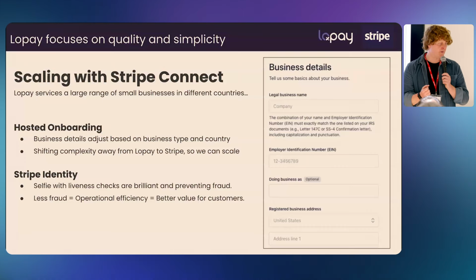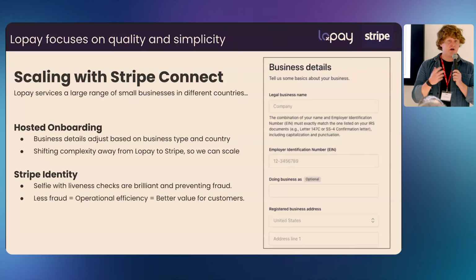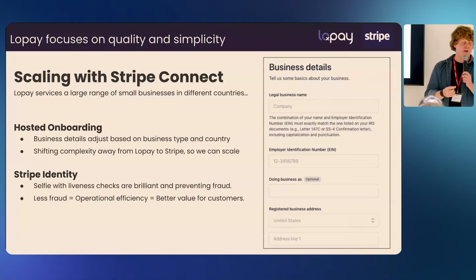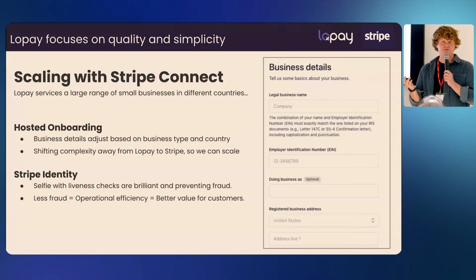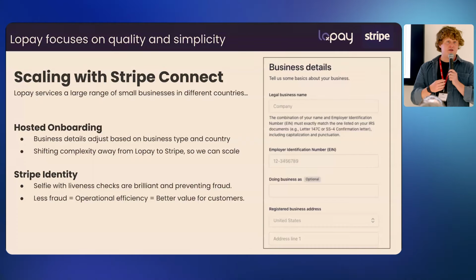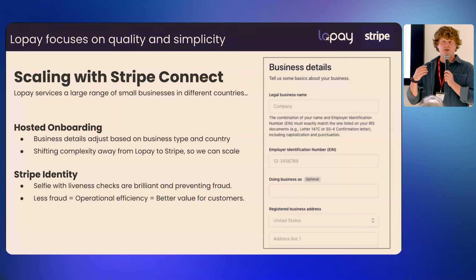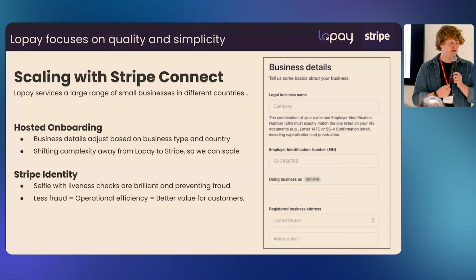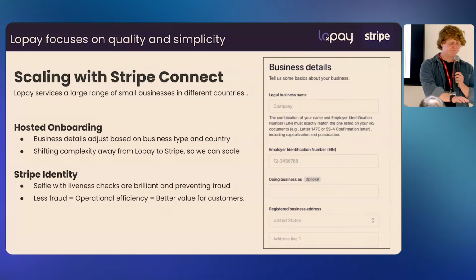It's super powerful. And you might think, well, why would customers care about that if you're not a fraudster? The answer is really simple. If you have less fraud on your platform, you can operate more effectively, and you can pass those savings on to your customers. So you can have a product that's better value.